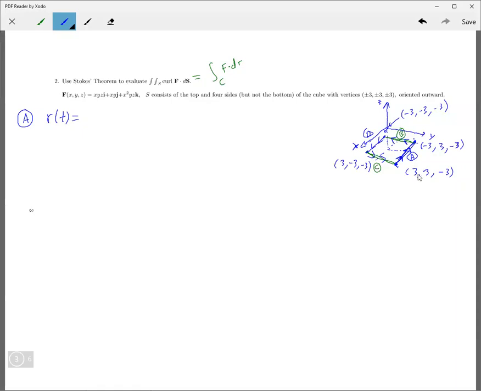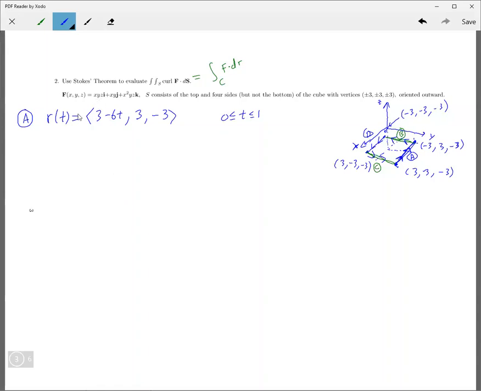So the Y part's 3 and the Z part's -3 throughout this line segment. The X part just goes from 3 to -3. So you can parameterize this with 3 minus 6t. When t is 0, this is going to be 3, and when t is 1, it's -3. And then you just make y 3 and z -3, like that.